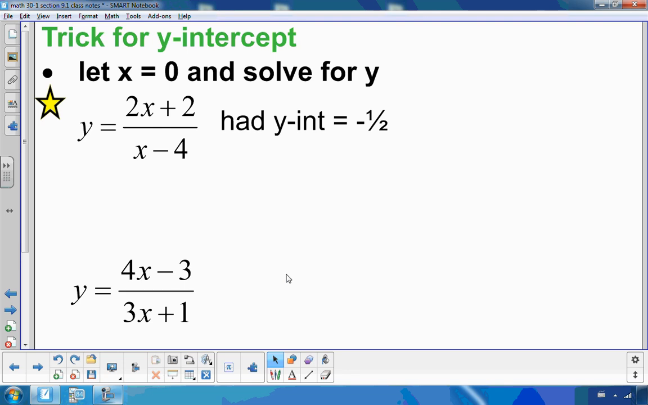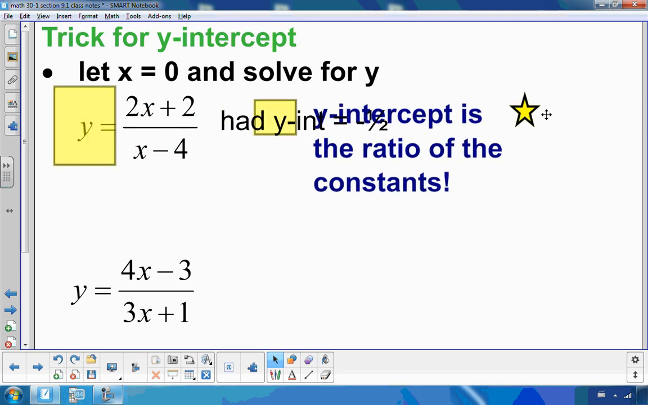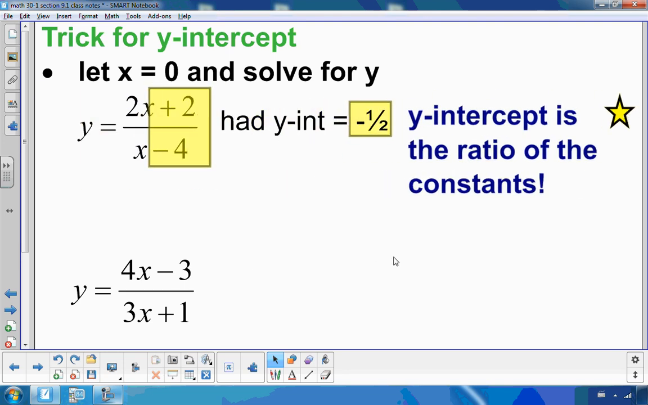Okay, let's look at the y-intercept. Now, of course, you can always just let x be 0 and solve for y, but I just want to talk about a little trick for figuring out the y-intercept. So the graph that we did had a y-intercept at -0.5. So if we look at this here, here's my little trick for y-intercepts. It's just going to be the ratio of the constants, simply because if x is 0, we get rid of x and get rid of x because it's 0. That's all we're left with. So 2/-4 in lowest terms is -0.5.